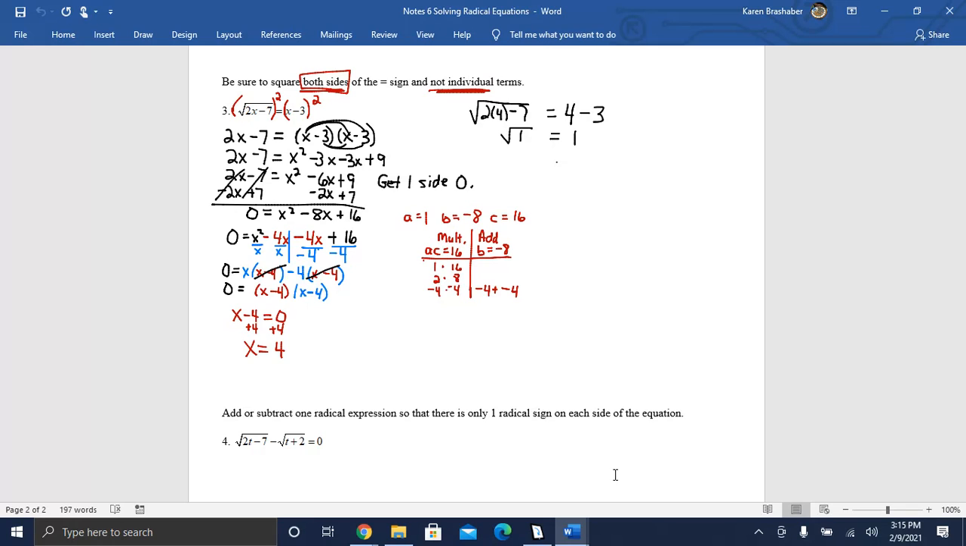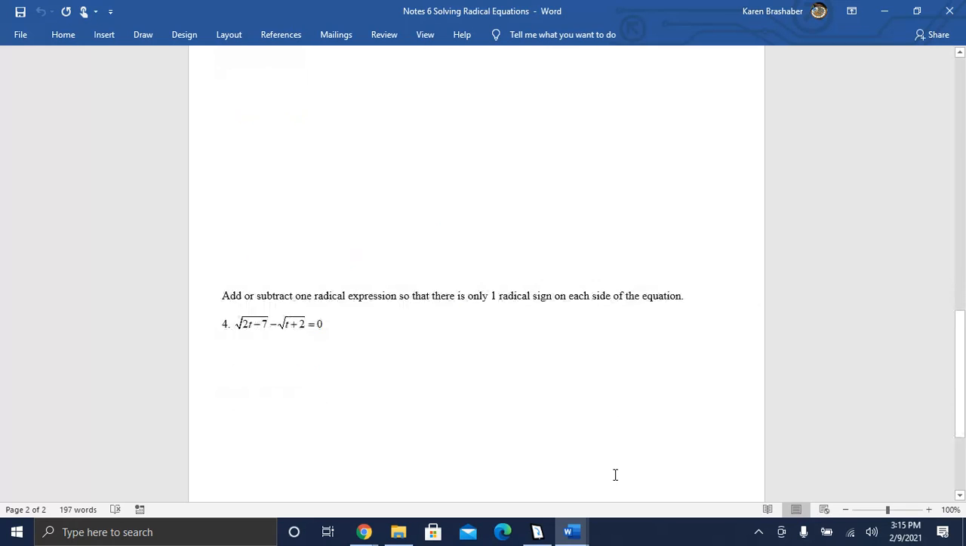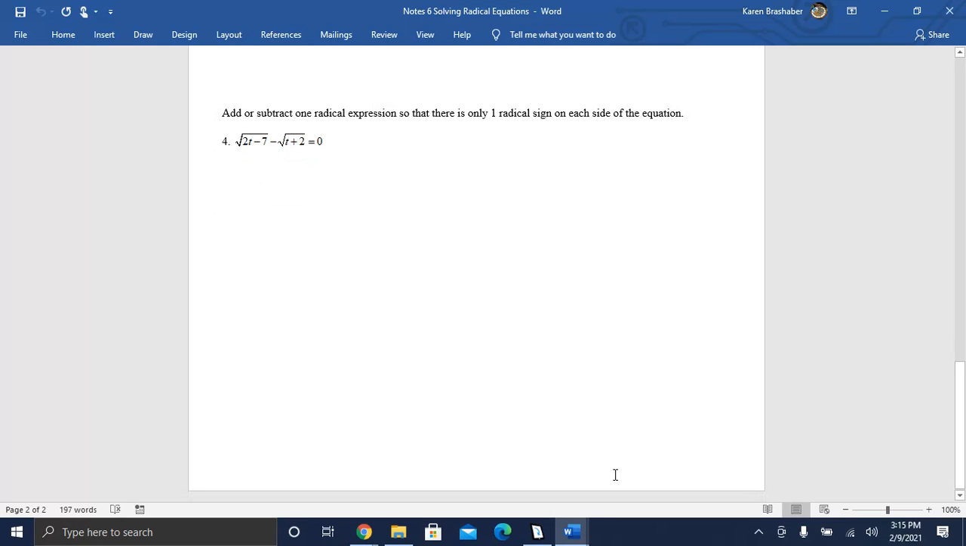And then finally, we have one other situation, and this would be where there are two radicals, and you have to make sure that you only have one radical at a time on a side of an equal sign. So in this case, I have a minus sign. I want to undo subtraction by addition. So I'm going to add the square root of t plus 2 to both sides of my equal sign. So here's my equal sign. I'm adding the square root of t plus 2 to both sides of the equal sign.